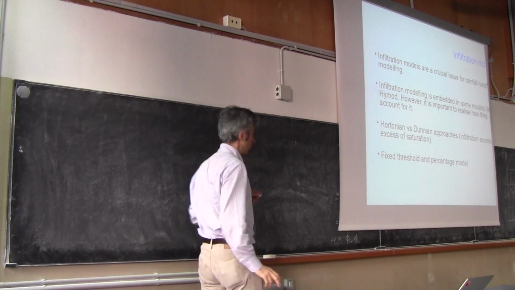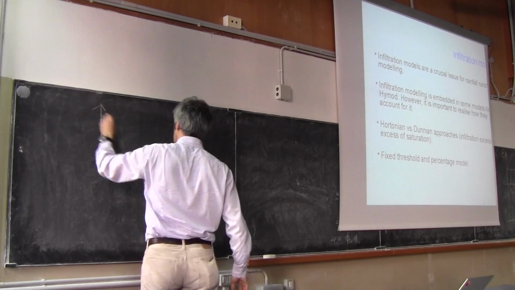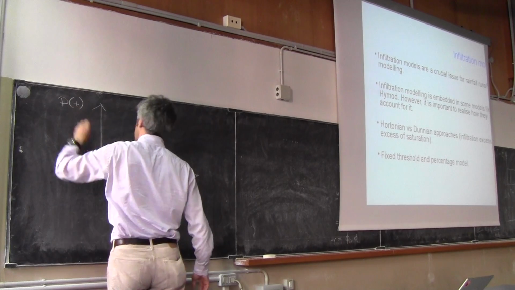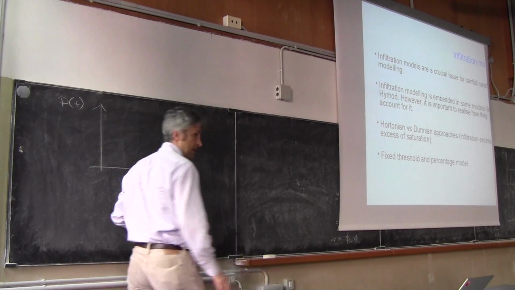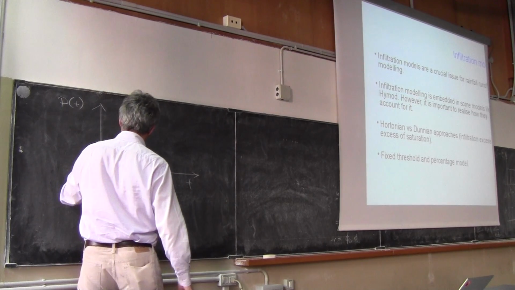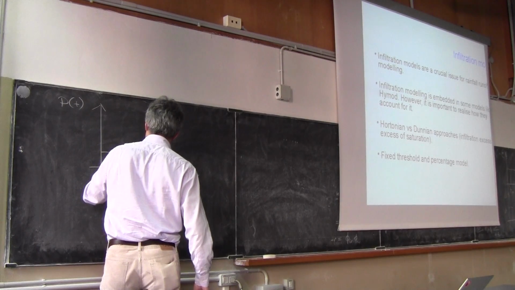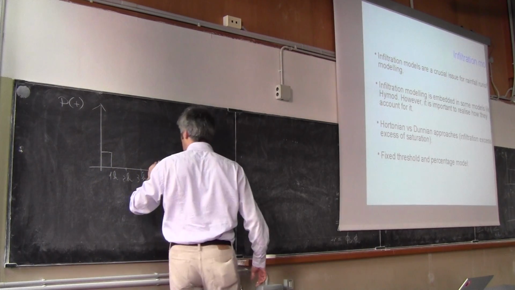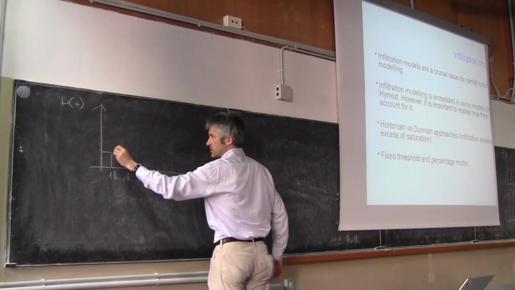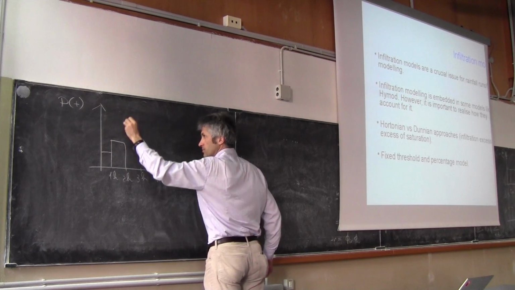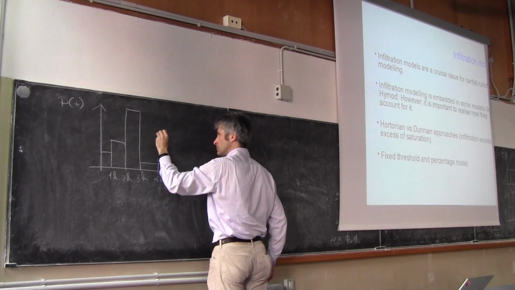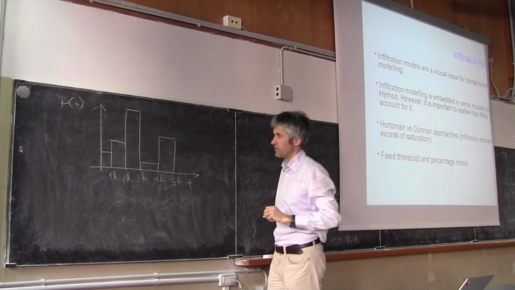The percentage model. What is the percentage model? The percentage model assumes that when you have a hyetograph, precipitation intensity versus time, let's suppose that the hyetograph is observed at hourly time scale. So you have 1 hour, 2 hours, 3 hours, 4 hours, 5 hours. And you have this kind of hyetograph, for instance. This is an example of a hyetograph.